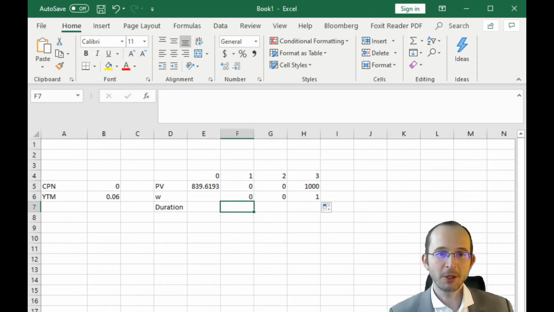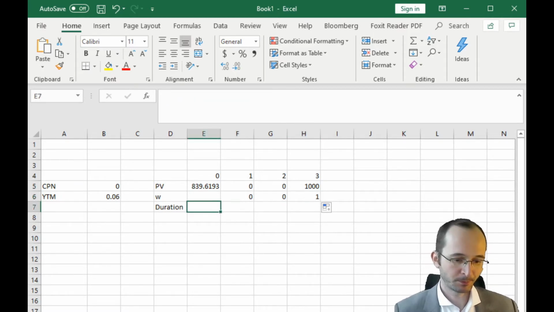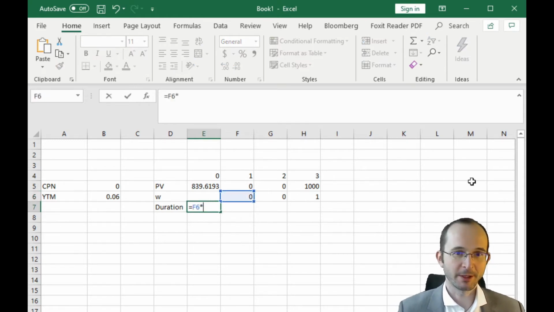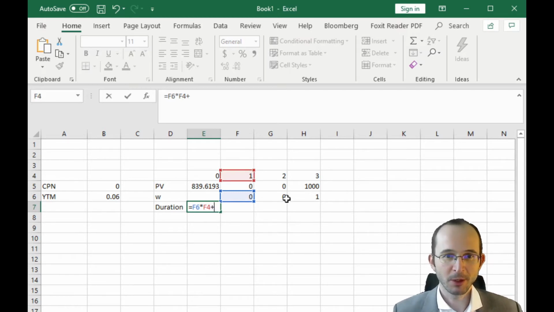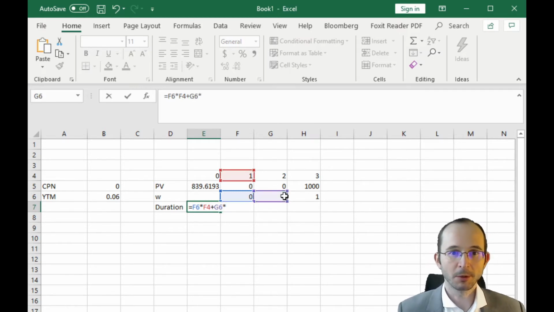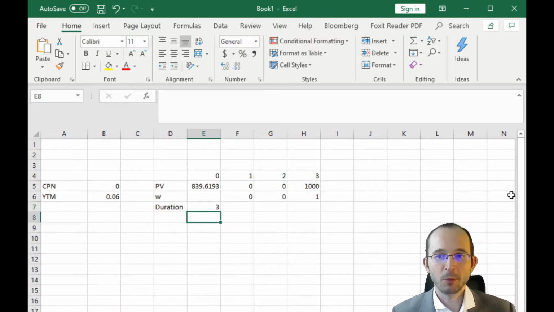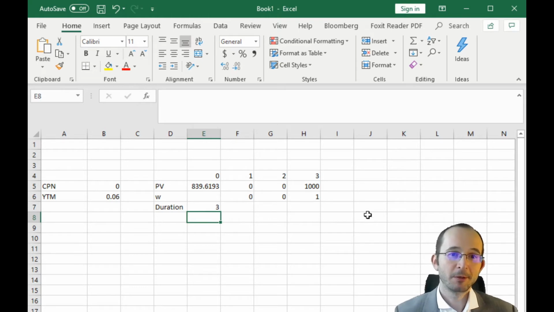Now, what is the duration? Remember, it's the sum of the weights times the maturities. So 0 times 1 plus 0 times 2 plus 1 times 3. So the duration of a zero coupon bond is its maturity.